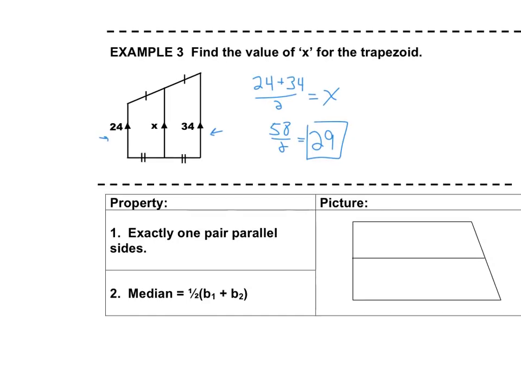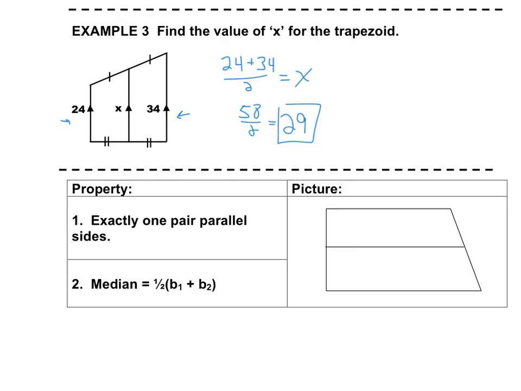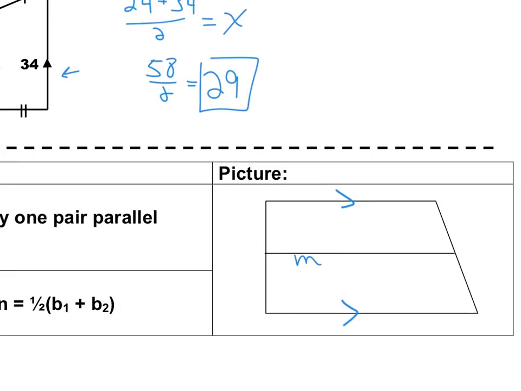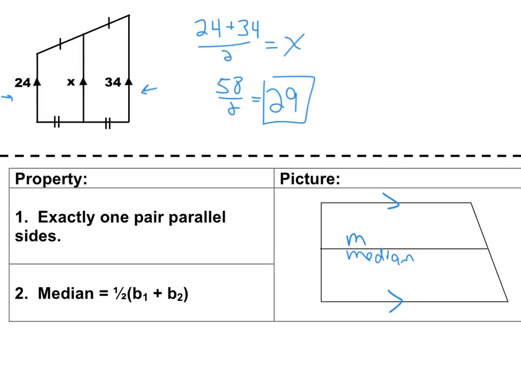So just to have these all together, this is a nicer picture, has exactly one set of parallel lines, and it has a median, which we can find. I'm going to put m equals 1/2 of the sum of the bases.